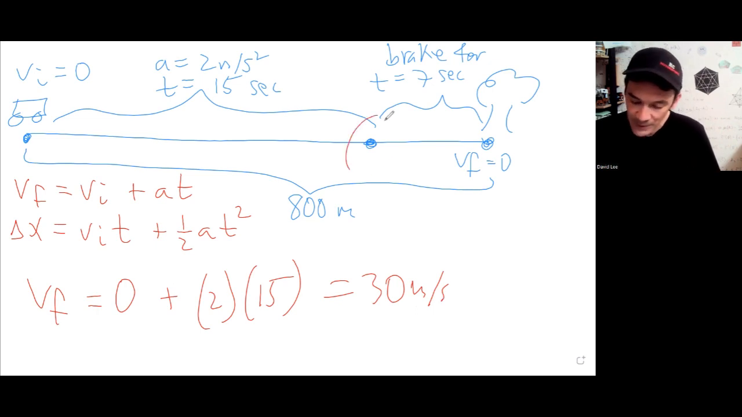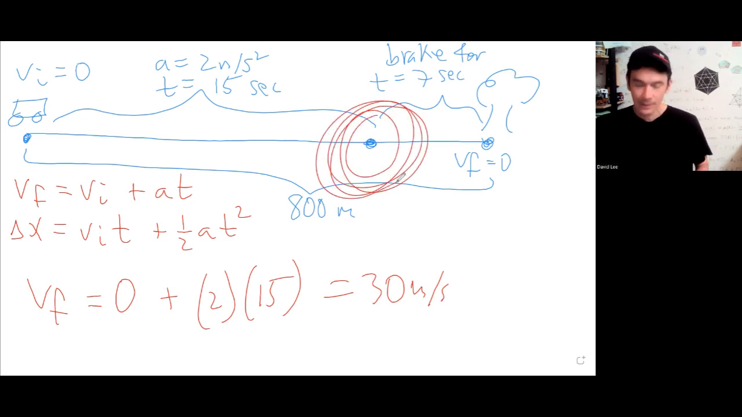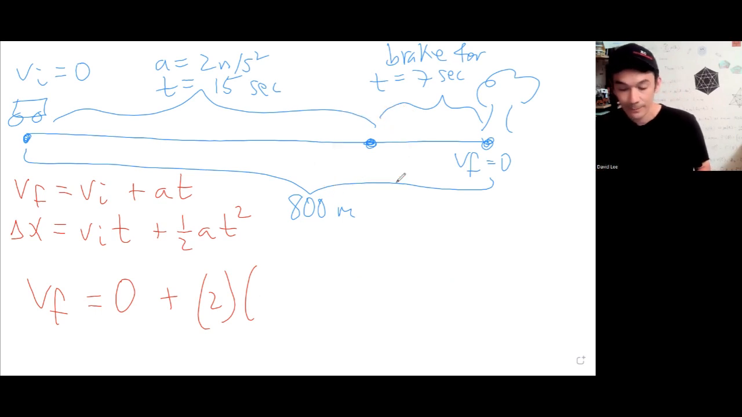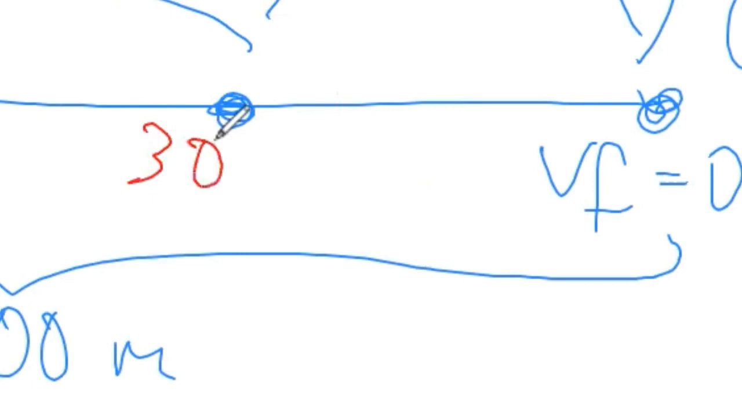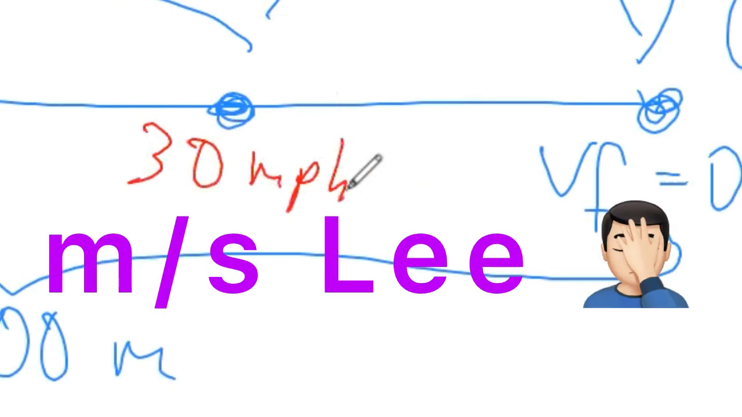So you know that once you're right here, at that point, you look down, the speedometer says 30 meters per second, if you're in Europe, because here in America, we use miles per hour, not meters per second. But we know it's 30 meters per second. Let's actually fill that in. Right here, 30 meters per second.